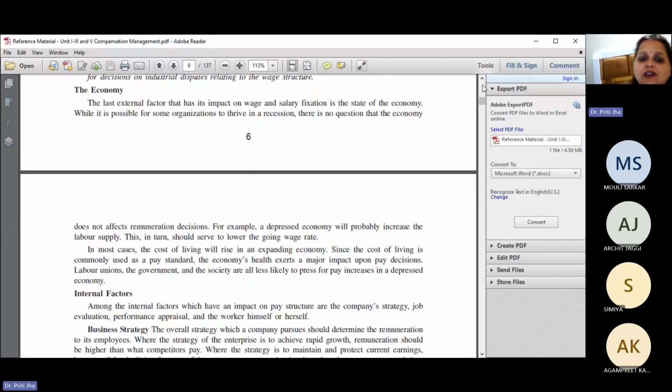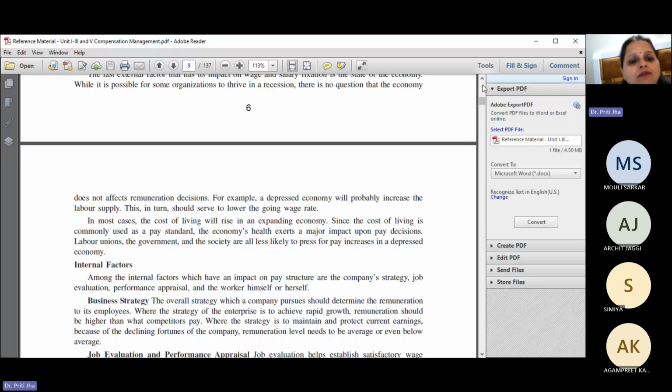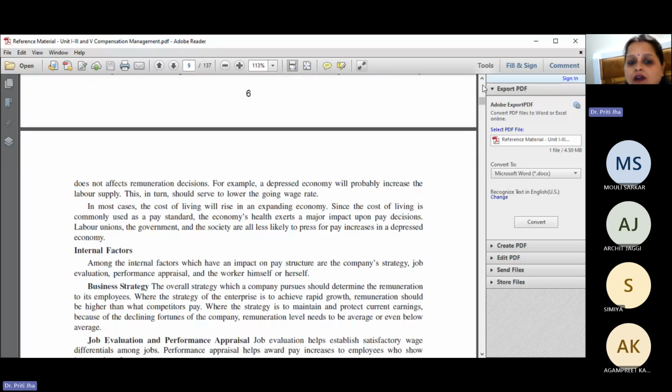In most cases, the cost of living will rise in an expanding economy. Since the cost of living is commonly used as a pay standard, the economy's health exerts a major impact upon pay decisions. Labor unions, the government, and the society are all less likely to press for pay increases in a depressed economy.